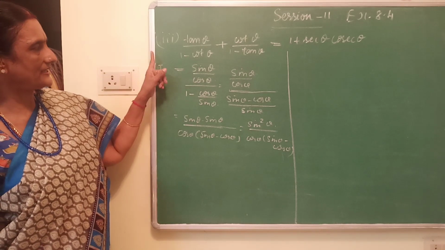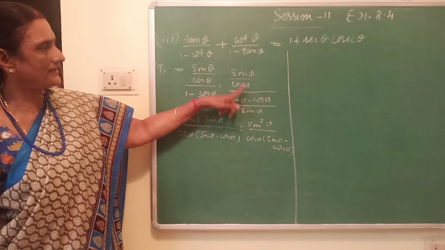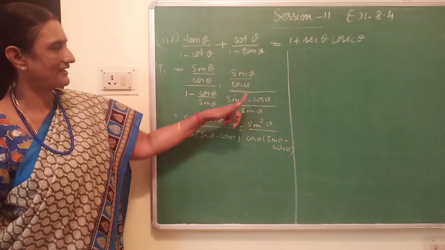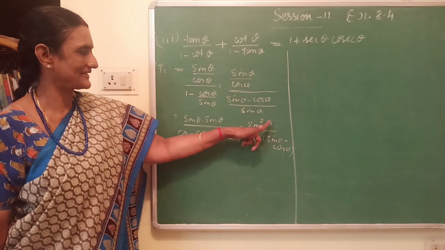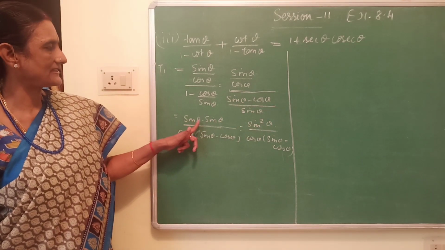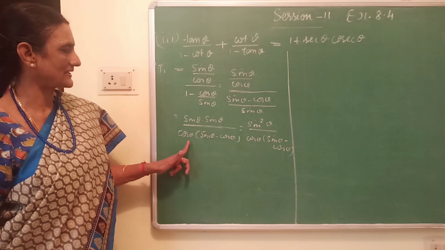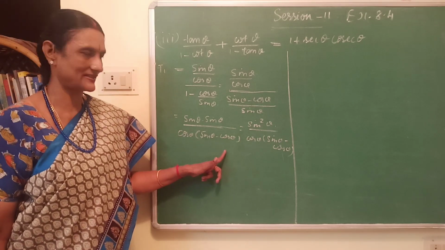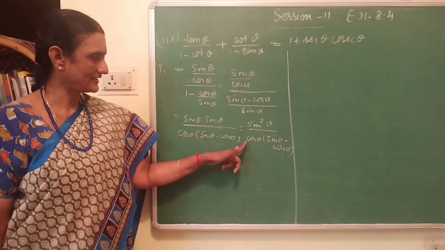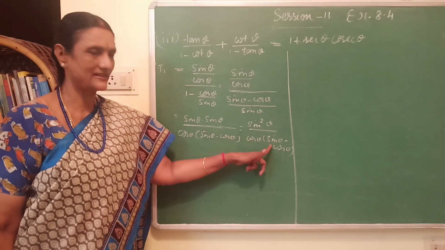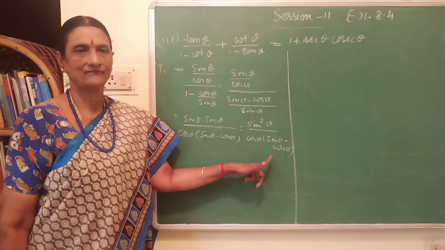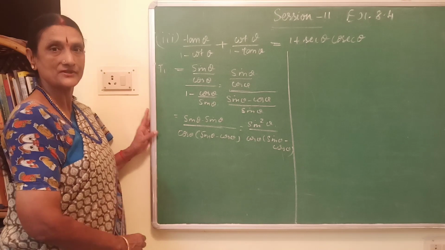Once again, please follow the steps carefully. Sin theta by cos theta divided by sin theta minus cos theta by sin theta. So we have got sin theta into sin theta divided by cos theta into sin theta minus cos theta, that is sin square theta divided by cos theta into sin theta minus cos theta. Next we have to take term 2.